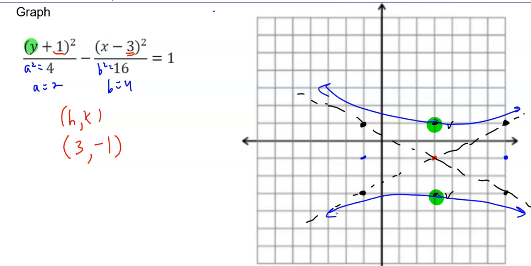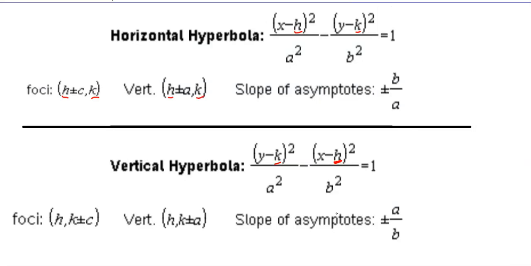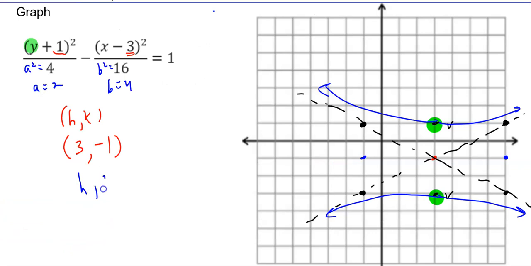And if you want to do the focus points, let's look back at the formulas. I really like to use the focus. So this is vertical, so its focus points are h, comma k plus or minus c. So let's do that. That would be 3, comma -1 plus or minus, well, I need to know c.